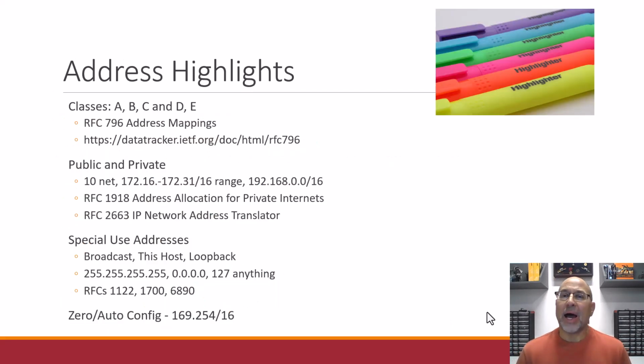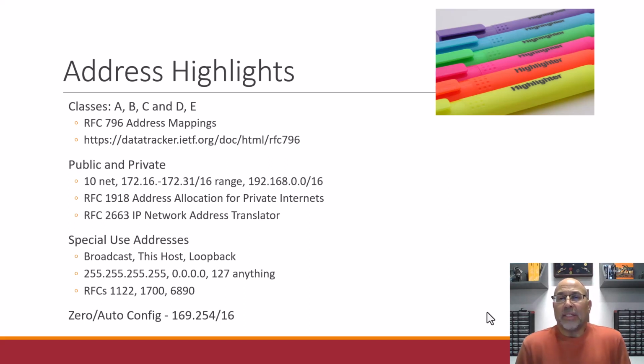So we'll just hit some high points of some of the addressing. In the early days, we had classes of address. So classes of address came from A, B, and C. But there was also D and E. E was experimental, makes sense. And D was for multicast. So there's a whole other RFC that goes to address mappings. Now, if you read through other documentation, 1122, 791, you'll see all of these references to these types of addresses, but 796 sort of lays it all out.